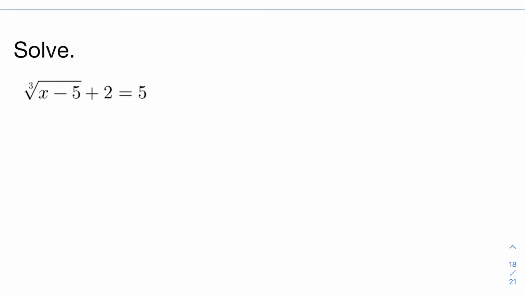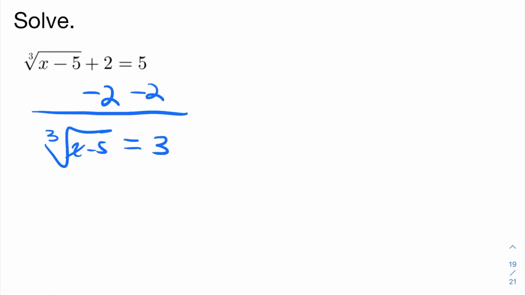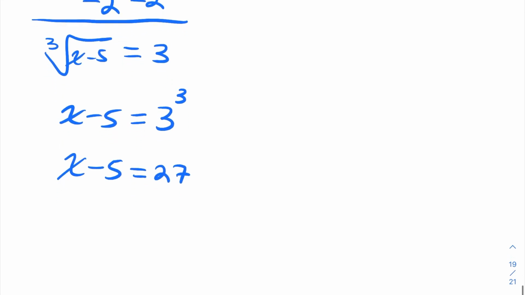Here's a third example. So in this case, we still want to isolate the radical. We subtract 2 from both sides. We get that the cube root of x minus 5 is equal to 3. And then we raise both sides to the third power to get rid of the radical on the left side and just have x minus 5. But on the right side, I'll have 3 to the third power. So I get x minus 5 is equal to 27. And then to solve this, I just add 5 to both sides to get that x is equal to 32.